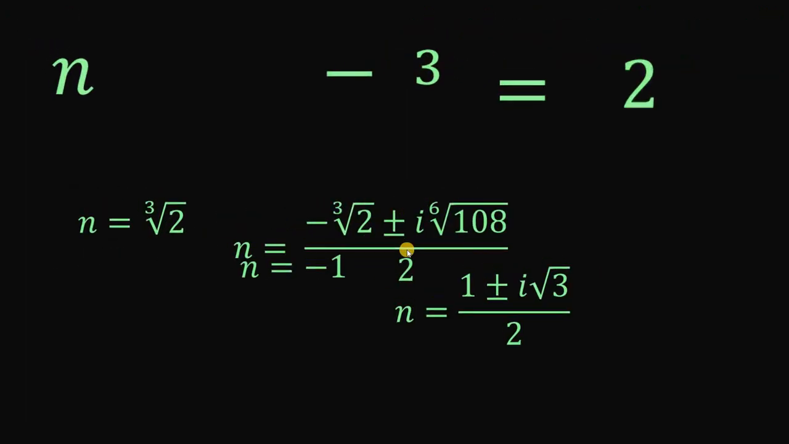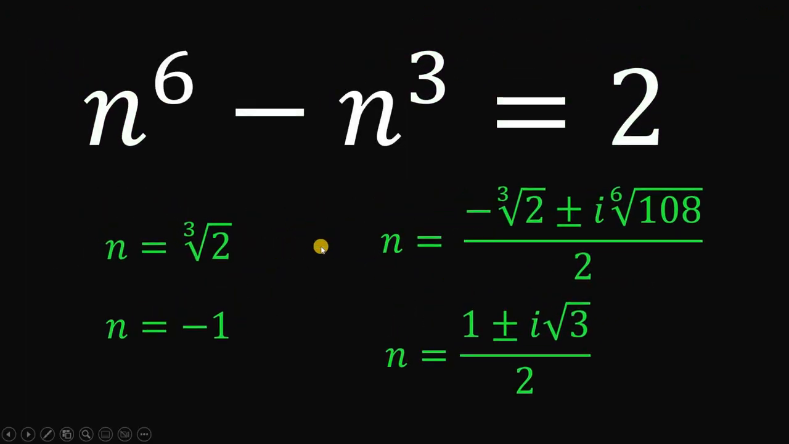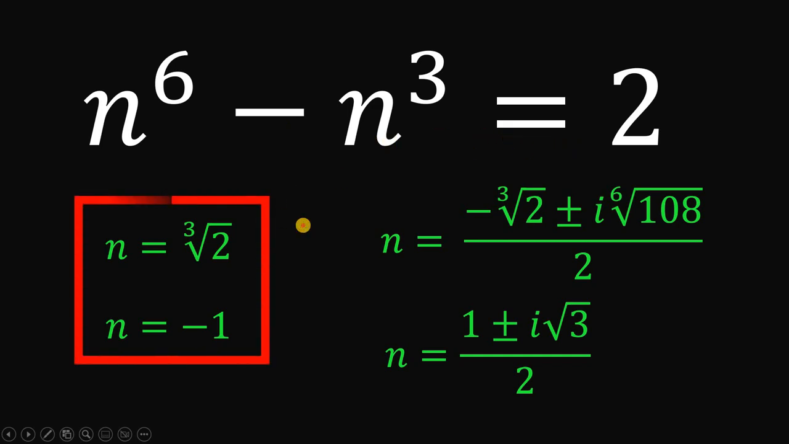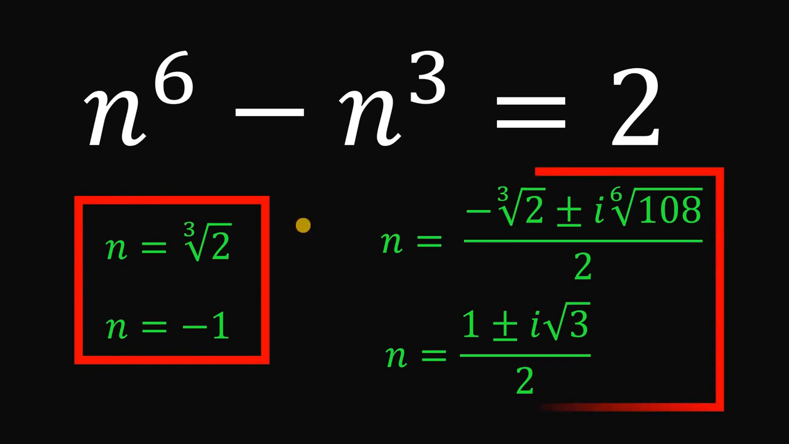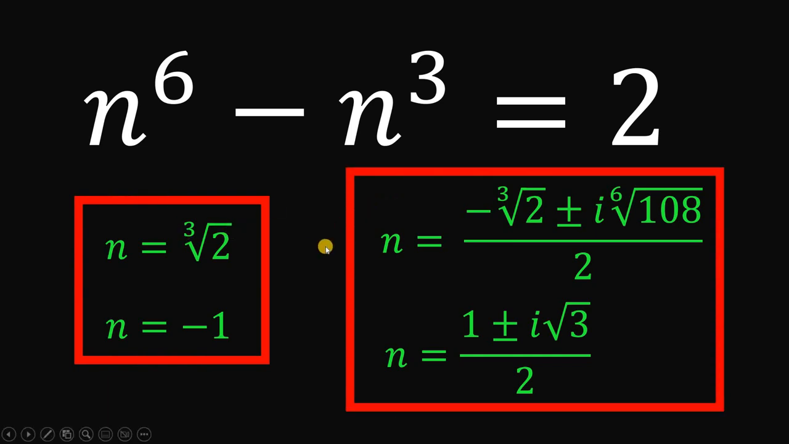Therefore, we found all possible values for n given this equation, n raised to 6 minus n cubed equals 2. We found two real solutions, and we found four complex solutions. And as always, we are done.